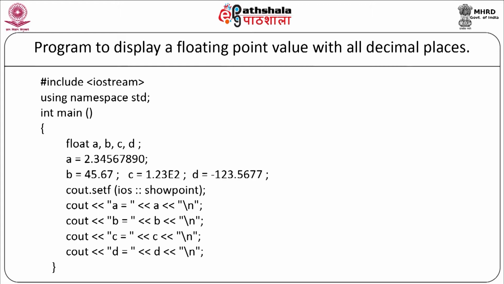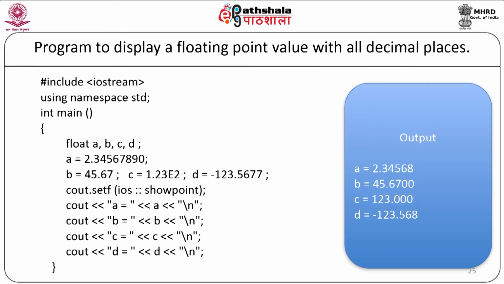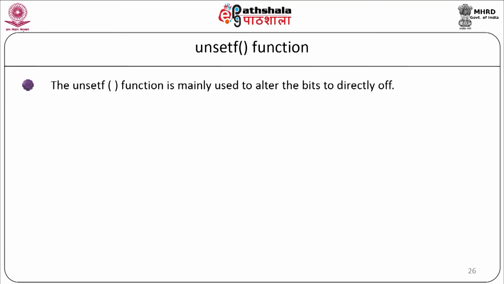When the above code is compiled and executed, it will produce the result as a equal to 2.34568, b equal to 45.6700, c equal to 123.000, and d equal to -123.568.